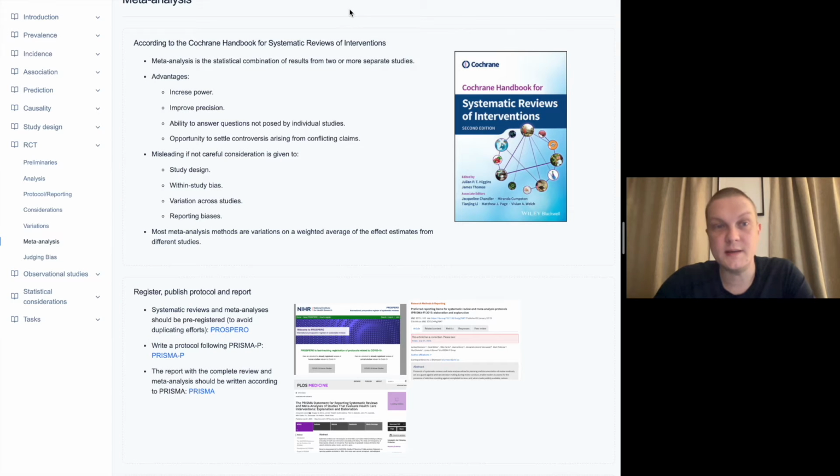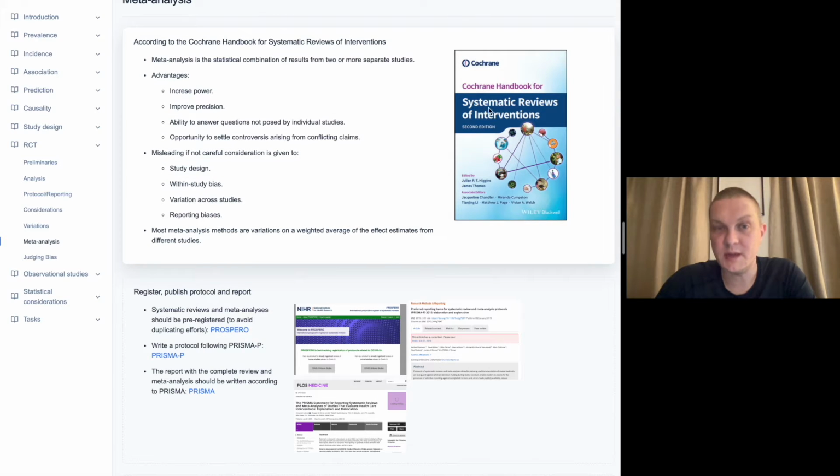Meta-analyses, or really systematic reviews and meta-analyses. According to the Cochrane Handbook for Systematic Reviews of Interventions, a meta-analysis is the statistical combination of results from two or more separate studies. They have advantages in that they increase power, they improve precision, they have the ability to answer questions not posed by individual studies.